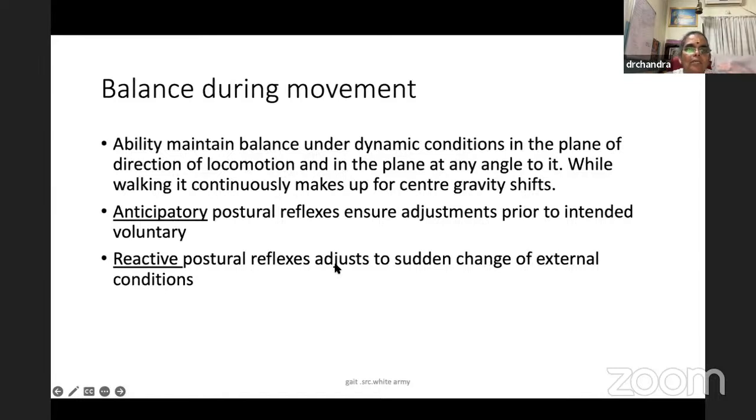And balance during movement. The ability to maintain balance under dynamic conditions is planned in the direction of motion and in the plane at any angle to it. So in the direction of motion or at any angle to the dynamic movement that is taking place. So walking continuously makes up for the center of gravity shift. The center of gravity shift is happening in front and the base of support should move forward. And anticipatory postural reflexes ensure adjustment prior to intended activity. And reactive postural reflexes adjust to sudden change of external conditions, unanticipated conditions.